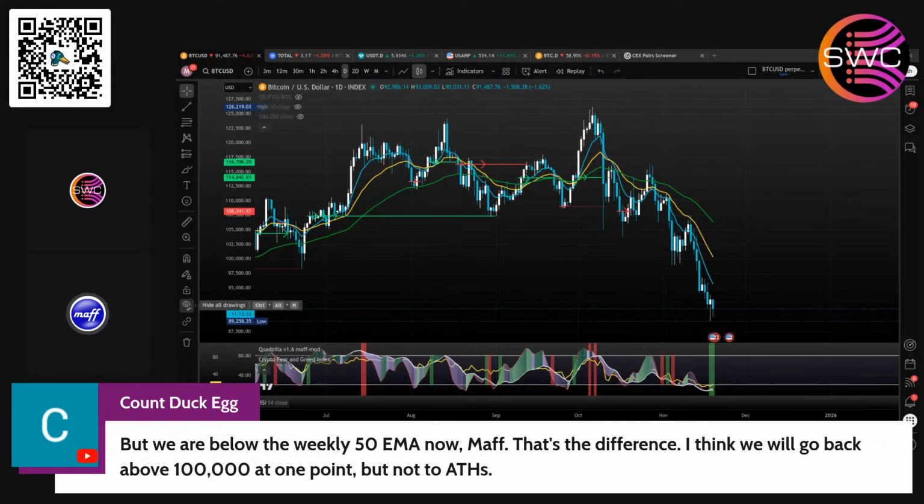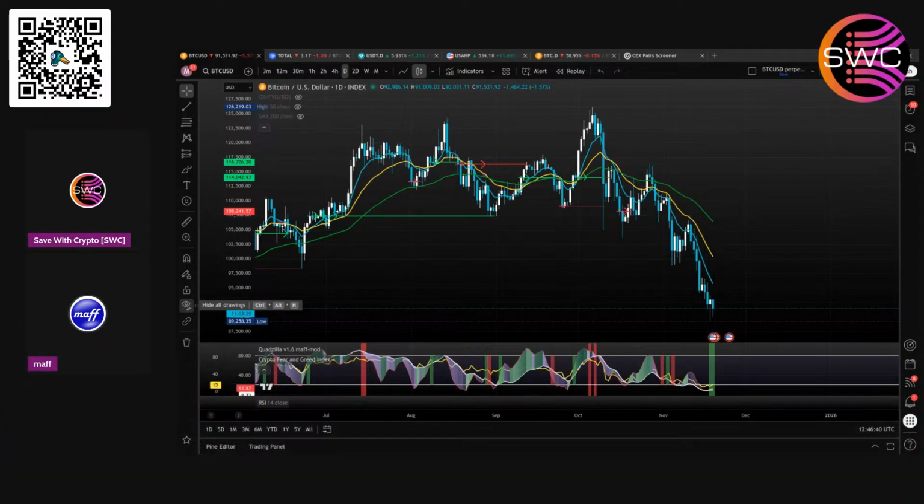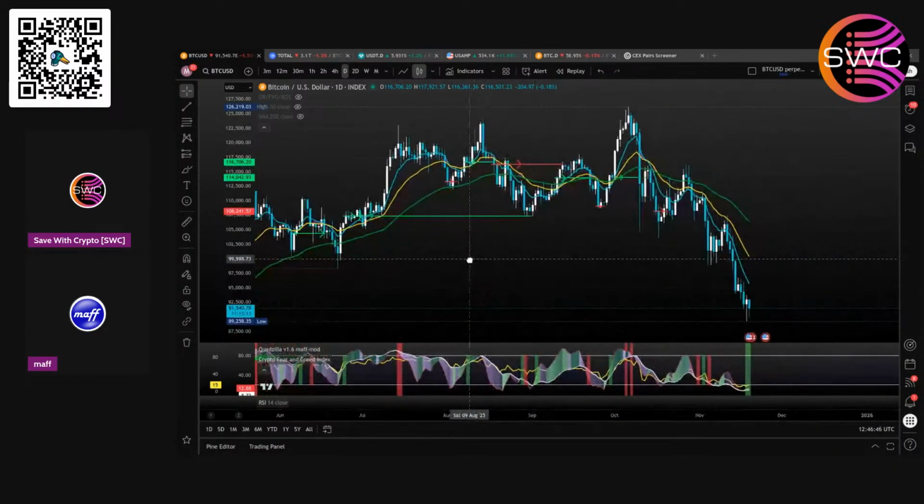Count Duck Egg is saying we're below the weekly 50 EMA now. That's the difference. I kind of agree. I think we'll go back above 100k at one point, but not to all-time highs. It's a case of when, isn't it? Is it going to be during this continued bull market, or in the next one? Do we now wait 12 to 18 months or whatever to see the price get back above there again?